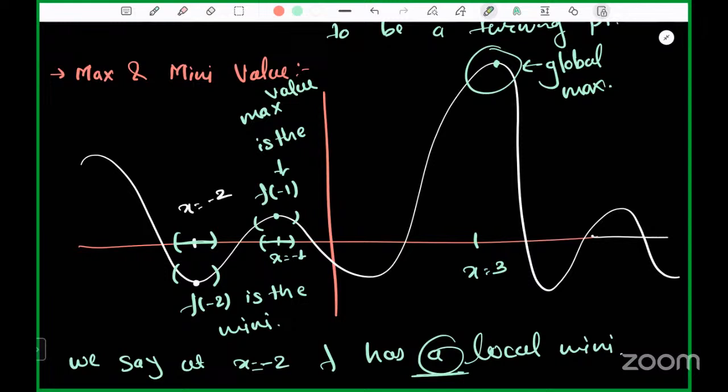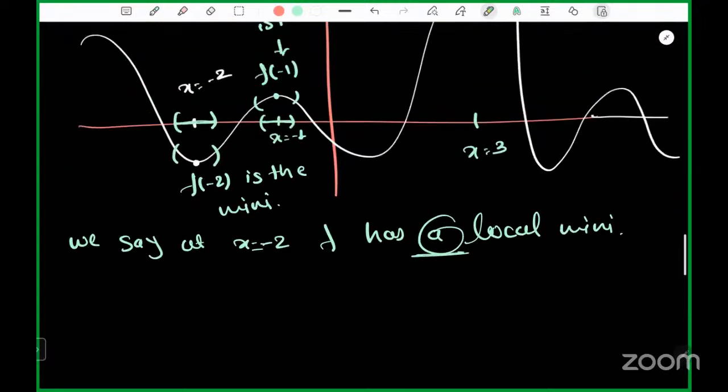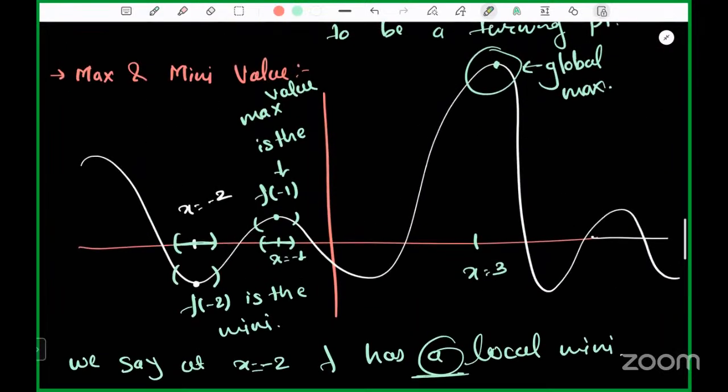Among all the local maximum values, if you take the highest or largest one, that will be your global maximum. For example, here in this graph, if you consider the point x equals 3, then the value of the function at this point is bigger than every other value of the function. Such a maximum is known as a global maximum. So what happens if you have more than one global maxima of equal value?